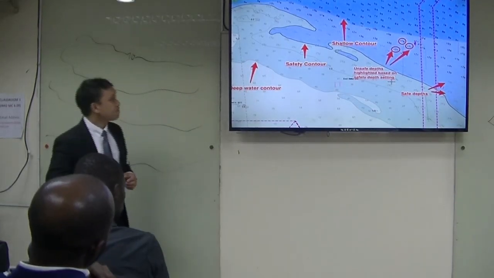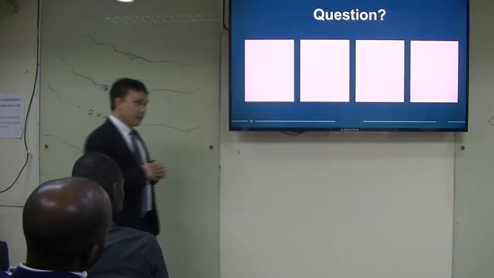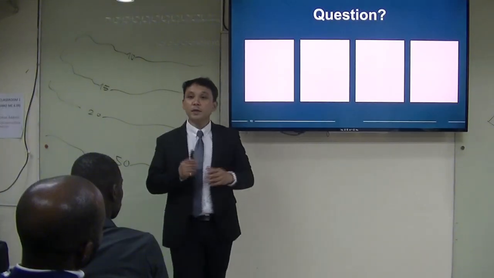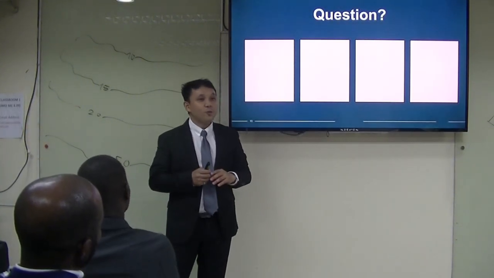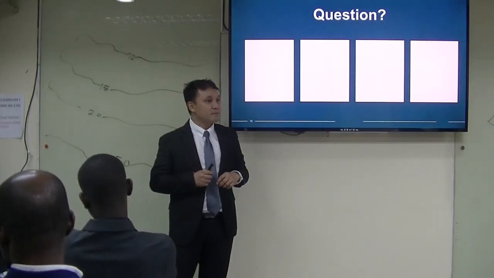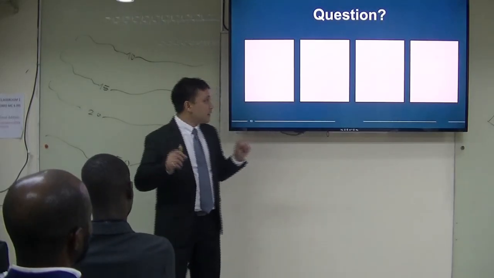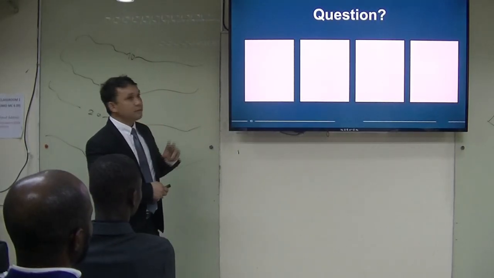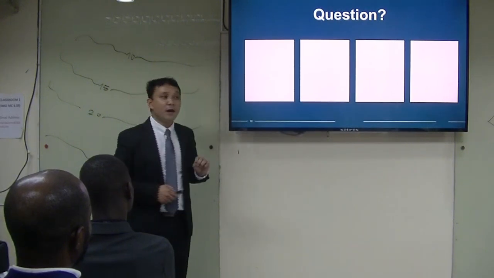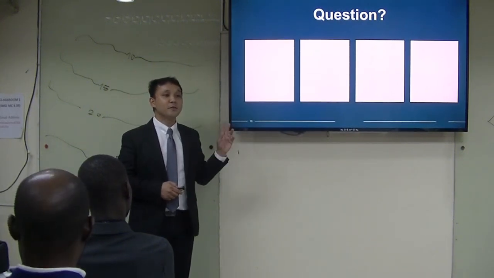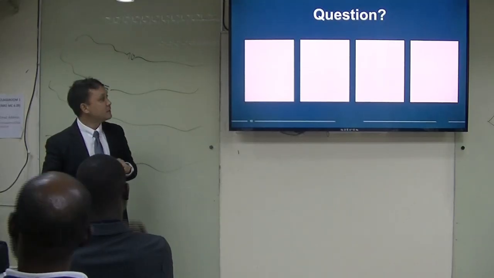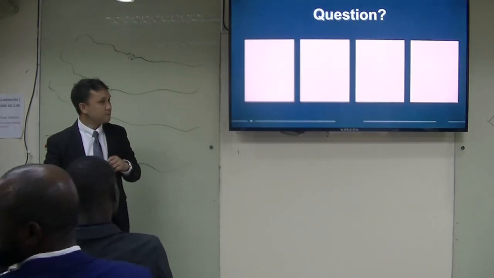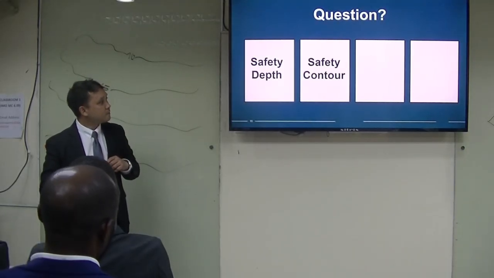Okay, for a quick recap, again, alarm safety parameters. What's the keyword for that? Correct, it's warning and prevention. And there are 4 types of alarm safety parameters. Could you remember? Yes, ma'am. Safety depth, we have the safety contour, shallow contour, and depth contour.